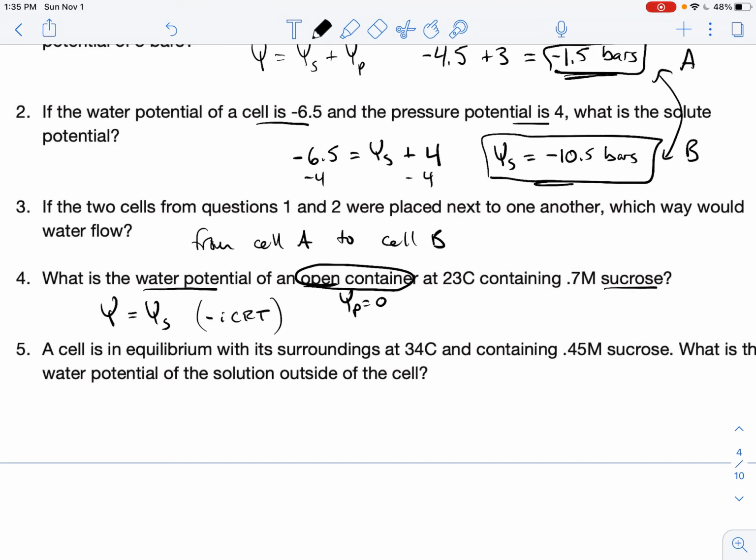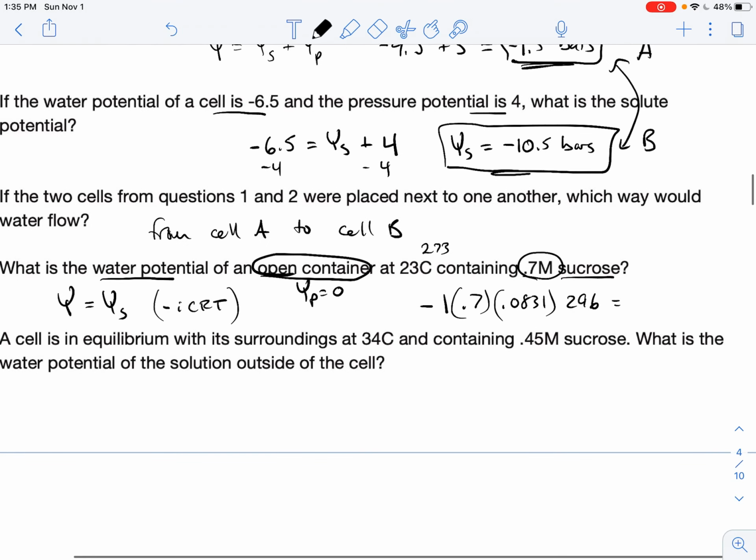Sucrose is the other thing we need, so i is negative 1 because of sucrose. C is going to be our concentration, 0.7. R is our constant, 0.0831. And our temperature is going to be 296, because that's 273 plus that 23. We calculate that out, and I believe we're going to get negative 17.2 bars.